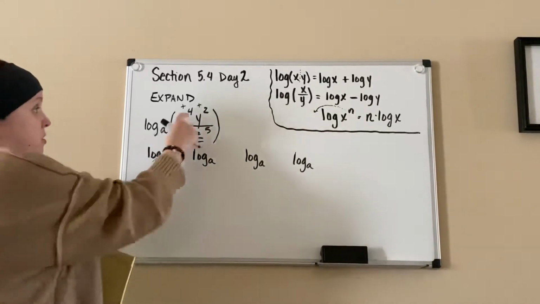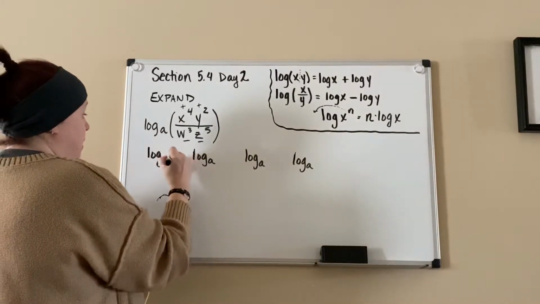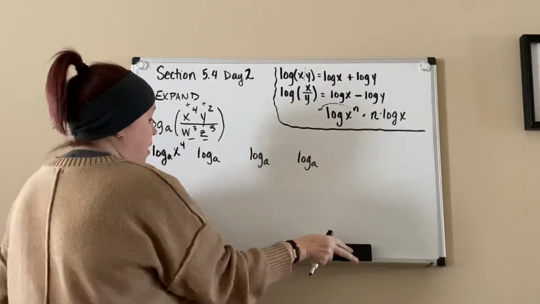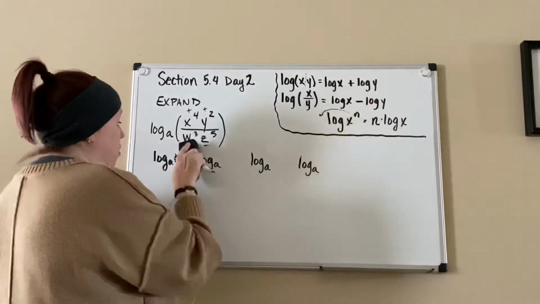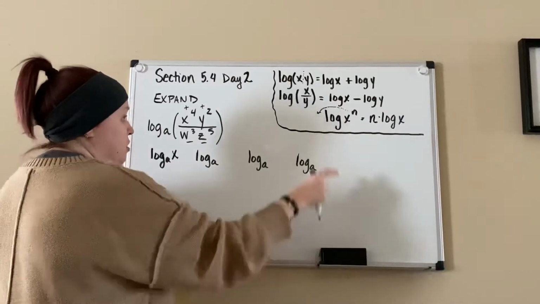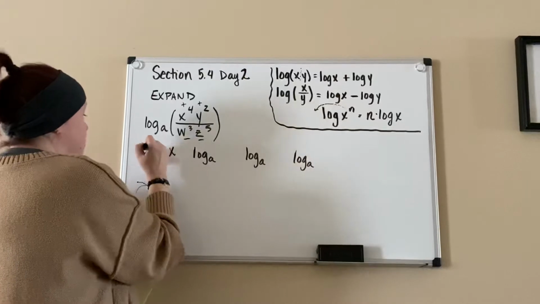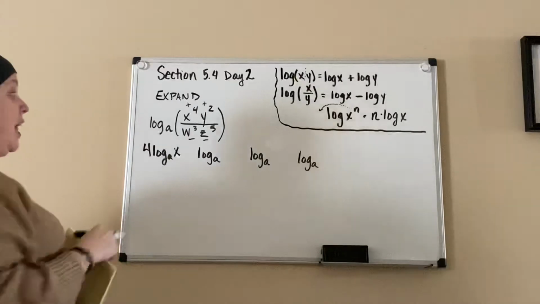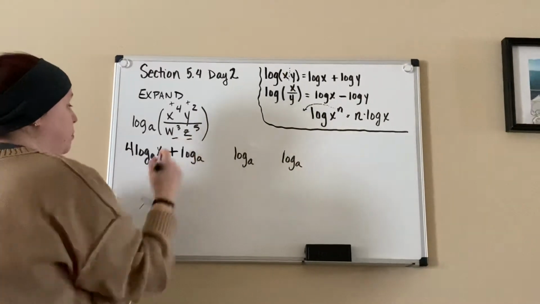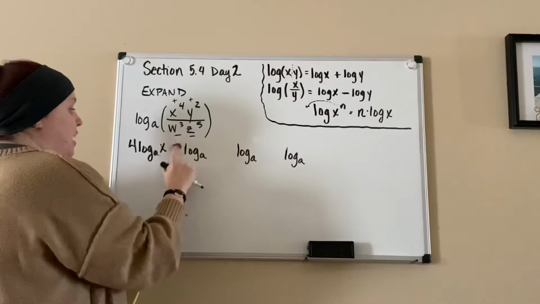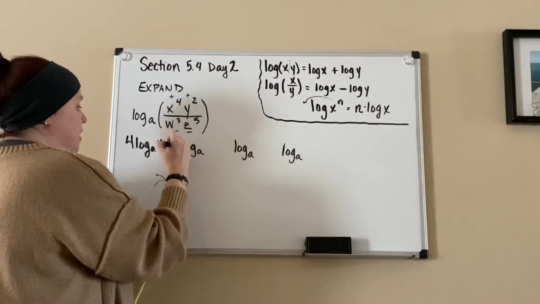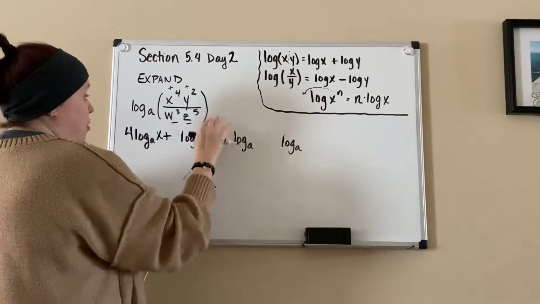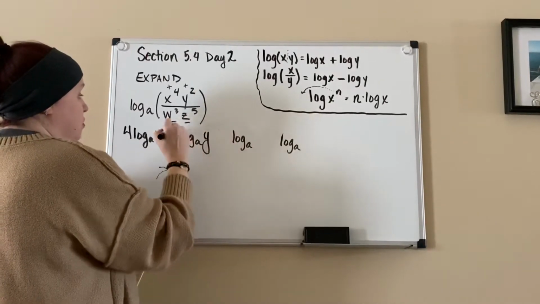So the first one, start at the very beginning, is x to the 4th. So I'm going to have x to the 4th, but to really do the expansion the right way, you have to take that 4 and pull it down to the front using this property. So this is really 4 log base A of x. Now anything on top is an addition, so I'm going to put a plus sign, and then I'm going to do the same thing with the log base A of y squared. So I would put y squared, but that 2 is going to fall down to the front.